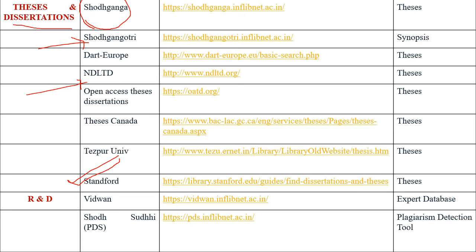For R&D, Vidwan and Shodh Shuddhi are again very, very important. So don't forget these, which are with respect to R&D. Here you can get a lot of relevant data. You need evidential proof, something that is reliable. You need to have at least one source of reference. So these are Shuddhi and Vidwan.